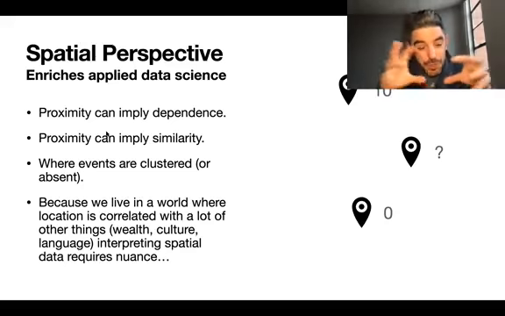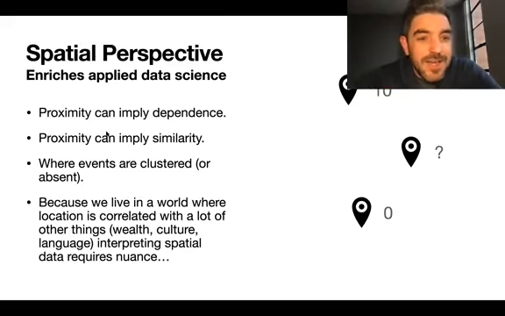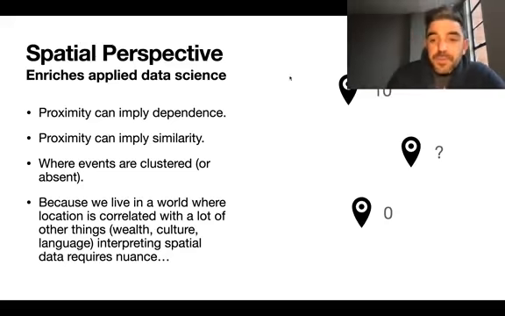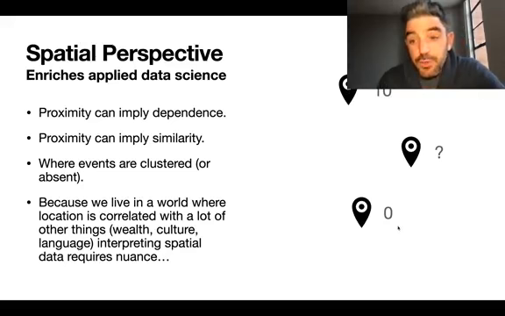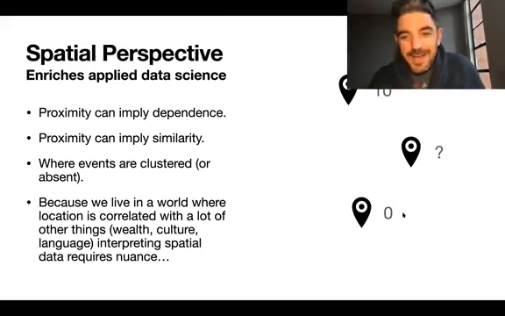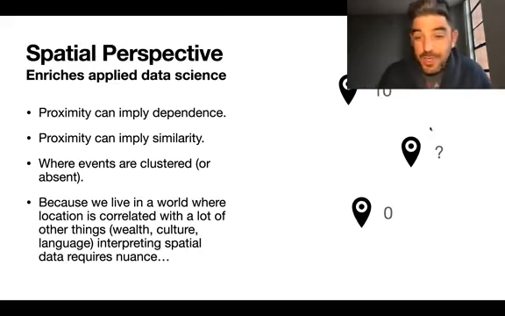Proximity, the co-location of events in space, can also tell us a bunch of stuff. Where things happen on a map, or don't happen on a map, can also tell us something. So let's think about proximity implying dependence first. Imagine we have three points in space, and we've observed measurements for two of them, but not the third one. Here we have a 10. We've measured 10 whatevers. Let's not worry about what the thing is. And down here, we've measured the number 0. The question we want to answer is what's happening right here at the question mark.